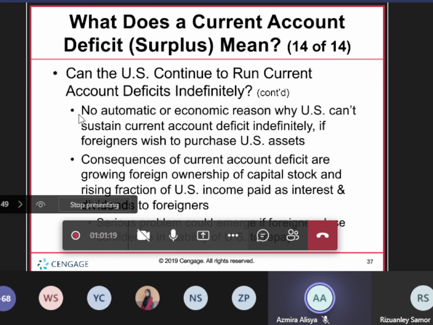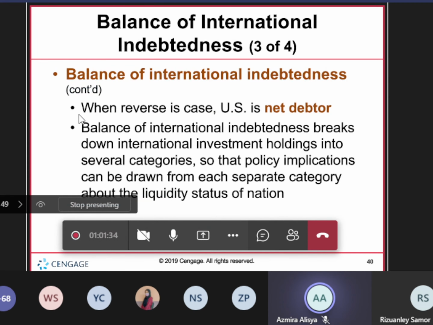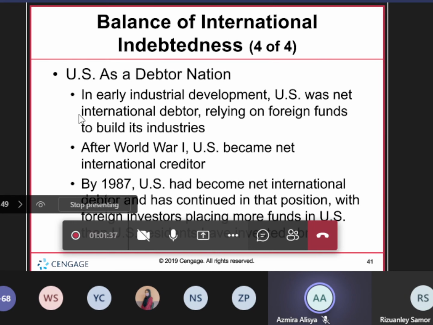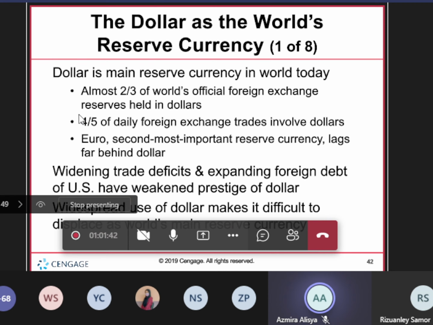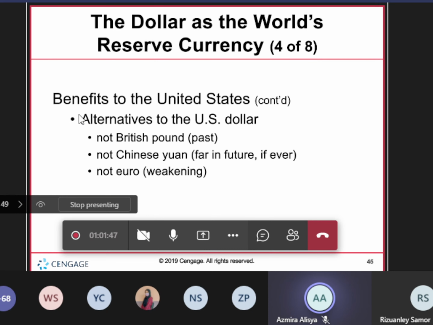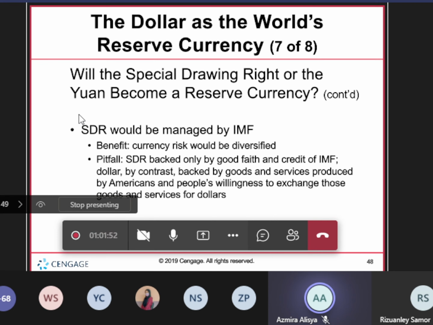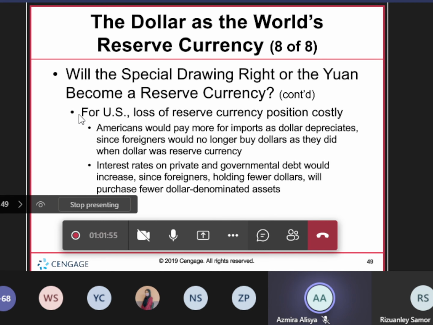The consequences of a current account deficit are growing foreign ownership of capital in the United States. This balance of international indebtedness, the dollar as a reserve currency, widening trade deficit, benefits, special drawing rights. This is by the IMF. So that's it.